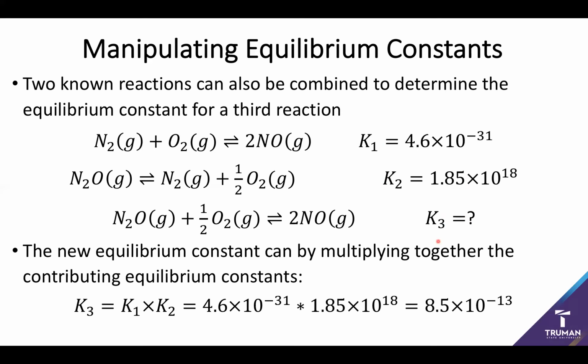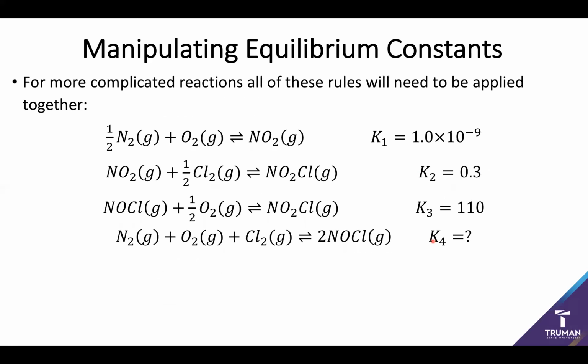However, one of the things we tend to see most frequently in chemistry is you aren't just going to be combining one or two reactions with one or two of these rules. You may have to be combining multiple reactions with all of these rules together to generate another reaction. So, for example, let's take a look at combining 3 reactions to generate a fourth. I want to figure out the equilibrium constant for combining nitrogen, oxygen, and chlorine to make NOCl.